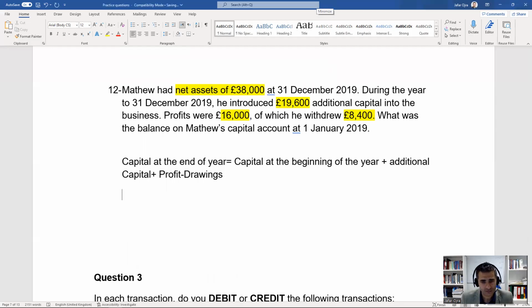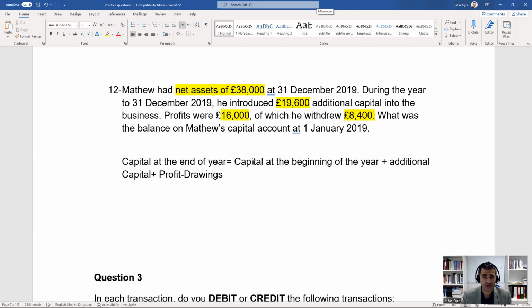Very simple. Capital at the end of the year equals capital at the beginning of the year, you add the additional capital, you add the profit, and you take away the drawings or withdrawals. Okay, let's now apply it. What is the capital at the end of the year? There is no capital stated at the end of the year.